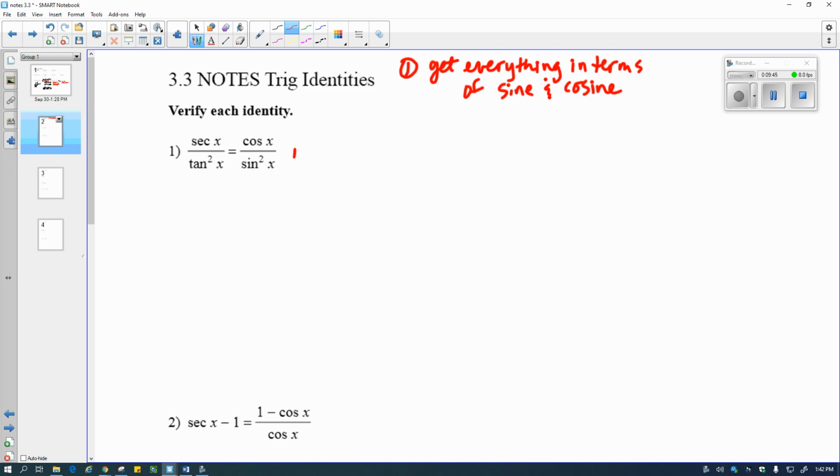Okay, so if I'm getting everything in terms of sine and cosine, I notice on this equation my right-hand side is already in terms of sine and cosine. It's got cosine over sine squared. The left-hand side is the one that I want to manipulate. So I'm going to take that secant. Secant is 1 over the cosine. And then the tangent squared. Tangent squared is sine squared over cosine squared.